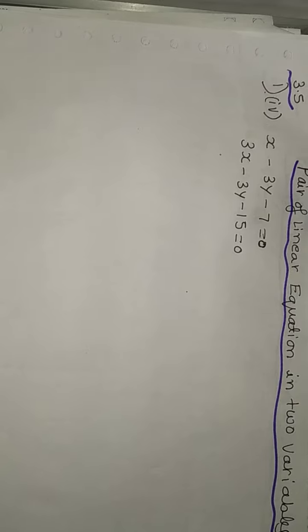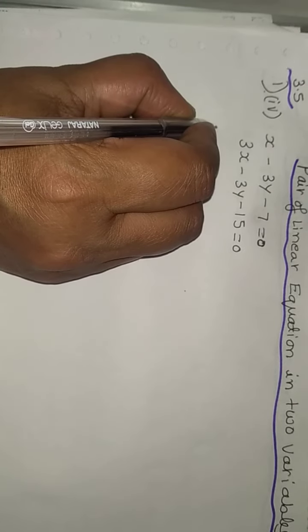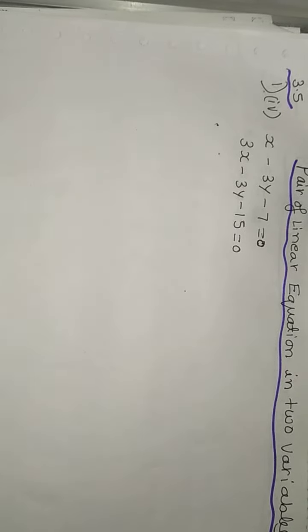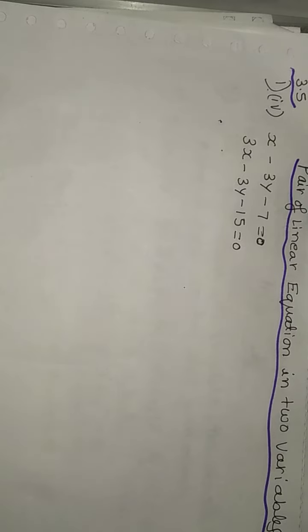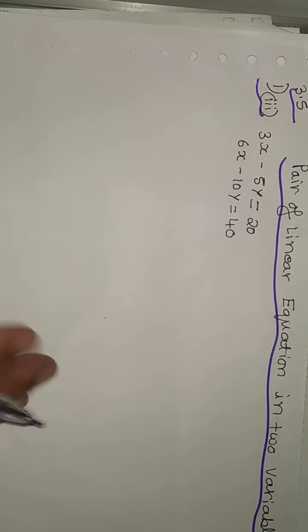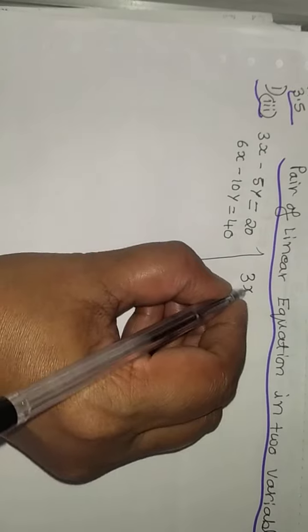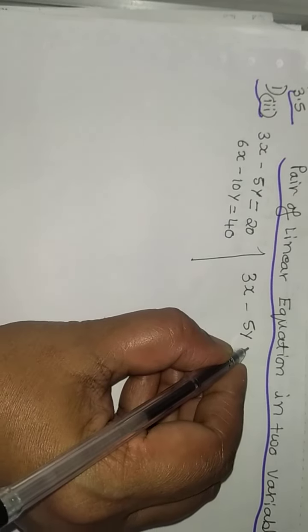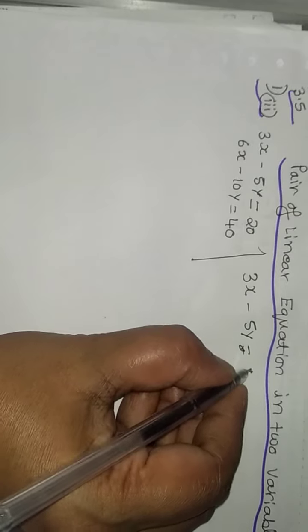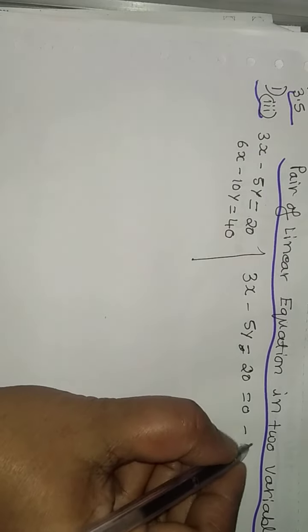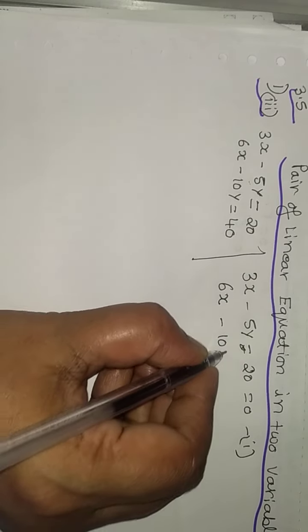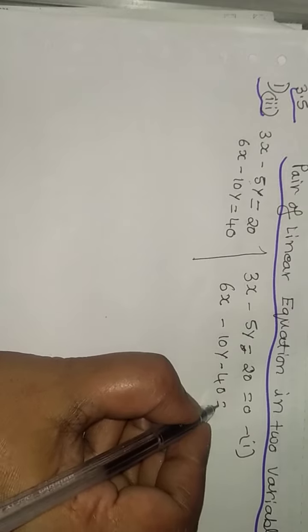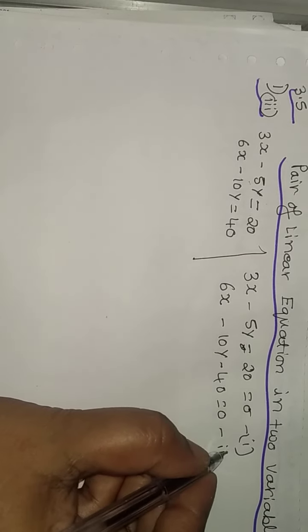So what is the third problem? See, the equation is given, just write it down. So this is the equation. What we have to do, first step is 5x minus 5y minus 20 is equal to 0 is the first equation. Bring 20 inside the bracket. 6x minus 10y minus 40 is equal to 0 is the second equation.